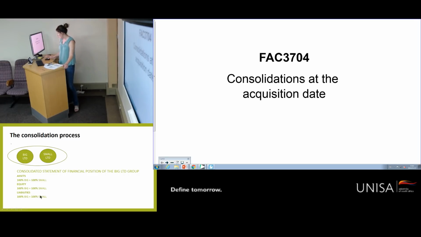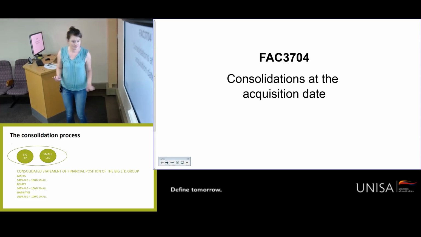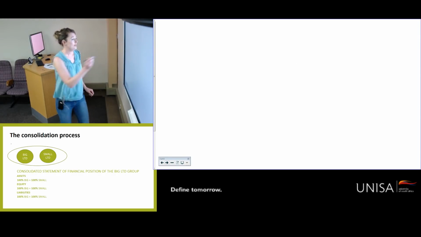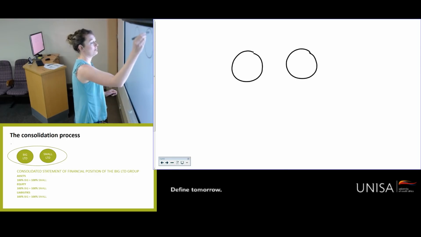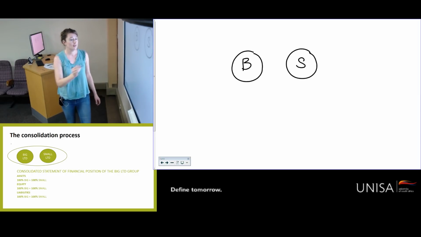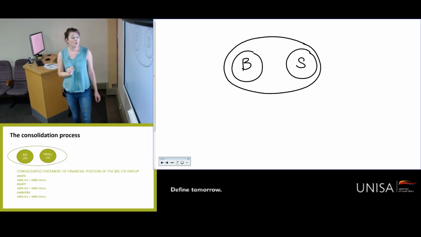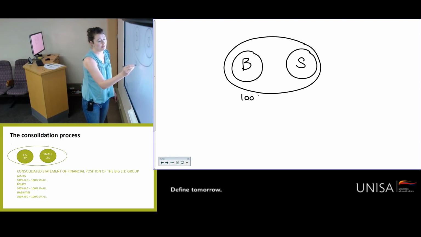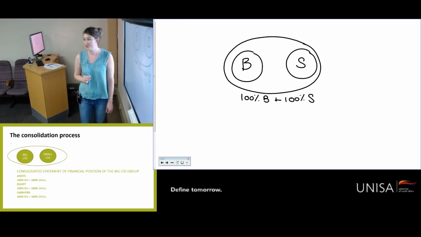Then, I just want to switch to the whiteboard quickly. Okay, so here's our Big Limited and our Small Limited. We are drawing up financial statements as if Big and Small were one entity. We know that we need to add 100% of Big to 100% of Small. That is always our starting point with consolidations.